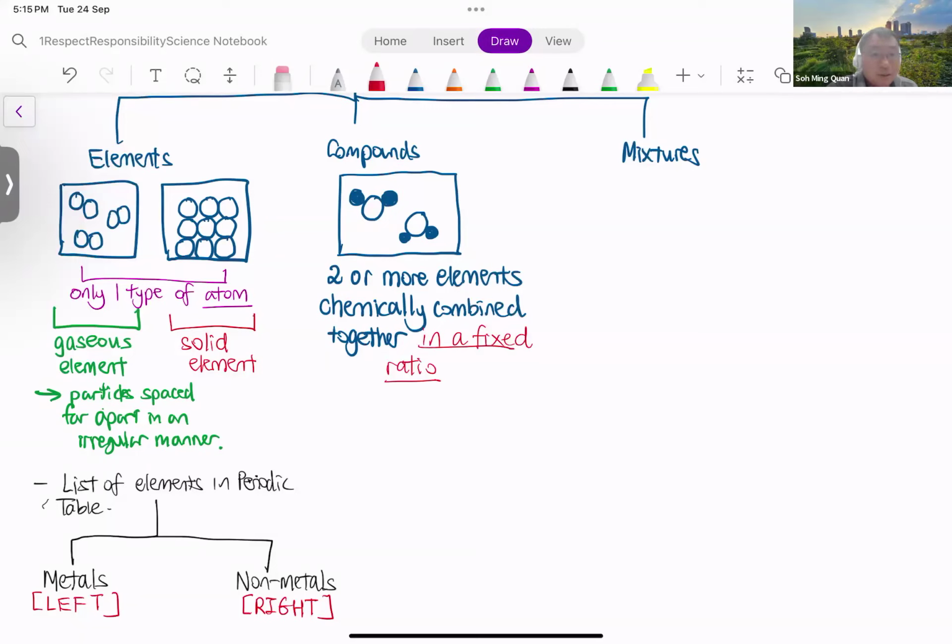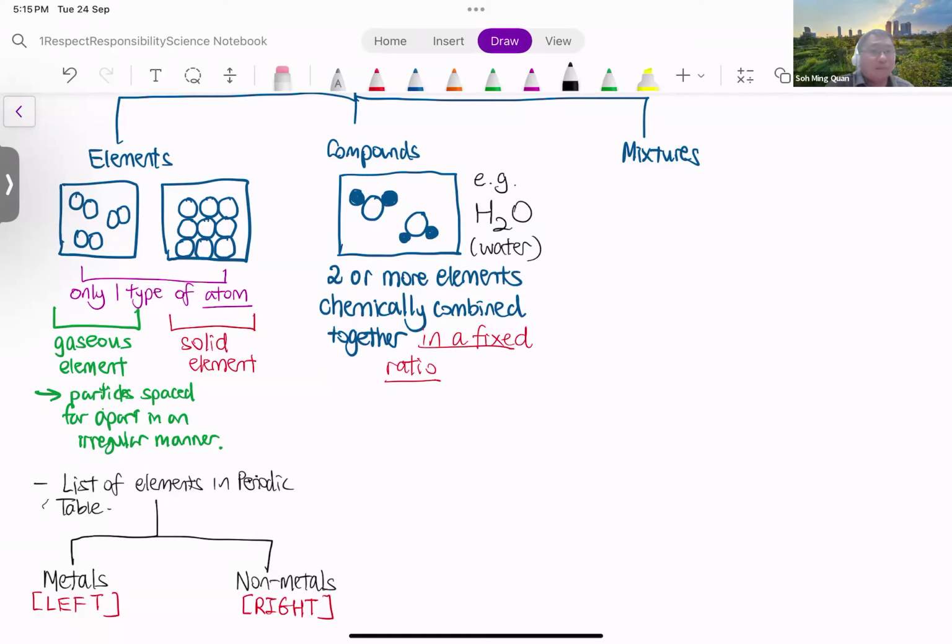Okay? So over here, this particular compound could very well be H2O, water, right? You can see that water is a compound because it contains two elements, hydrogen, H, and oxygen, O. And they are combined together in a 2:1 ratio, two hydrogen to one oxygen. That's why we say that it has a fixed ratio, okay?